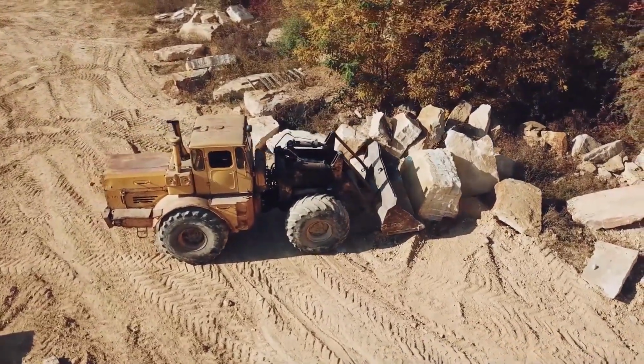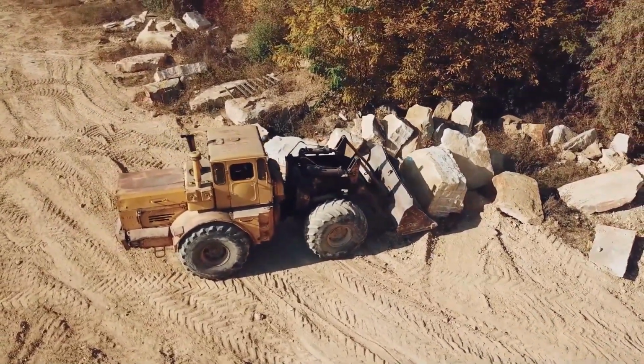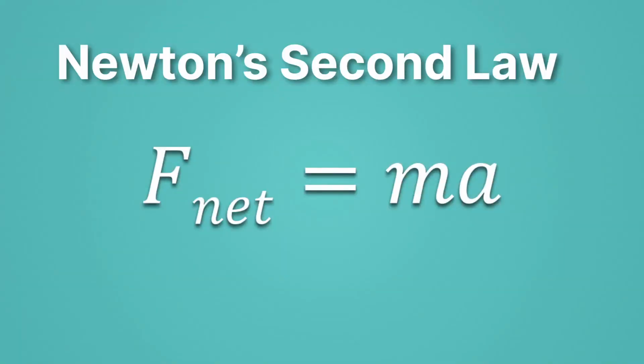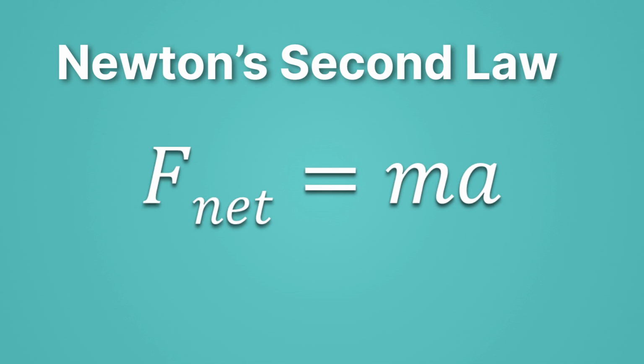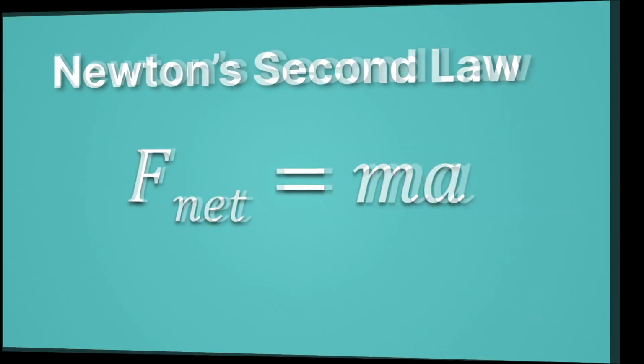Let's take a look at the mathematical expression for Newton's second law. It tells us that the net force is equal to m, which stands for mass, times a, which stands for acceleration. What exactly is this net force thing? Let's remind ourselves. Well, net force is just all the forces added up. So we're not thinking about one force on an object, but all the forces added up on an object. Okay? So Newton's second law tells us that the net force, all the forces added up, are equal to mass times acceleration.